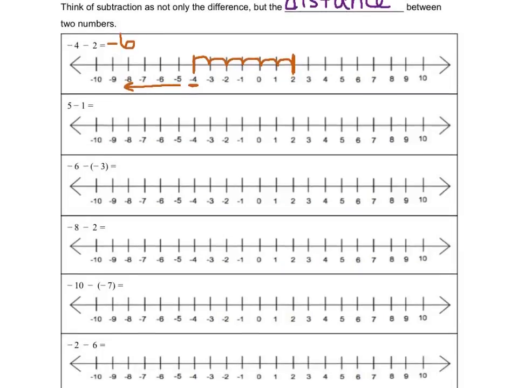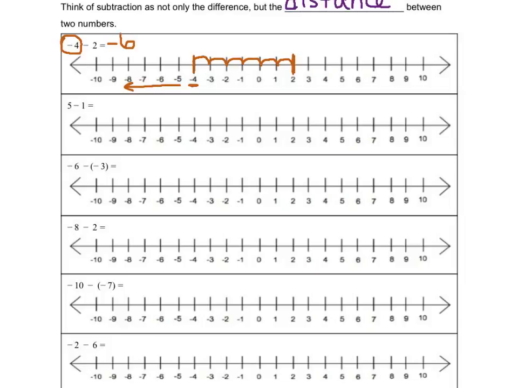Oftentimes, it also works to think about which number would have the larger absolute value and take the sign of that number. It's not 100% accurate, but most of the time it gives you a good idea of if your final answer should be positive or negative.